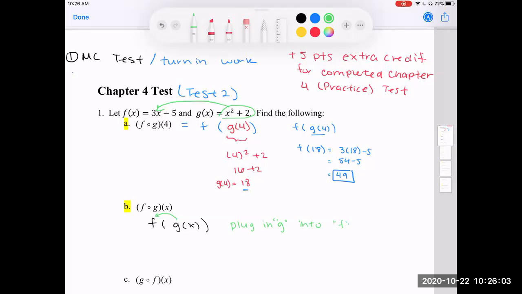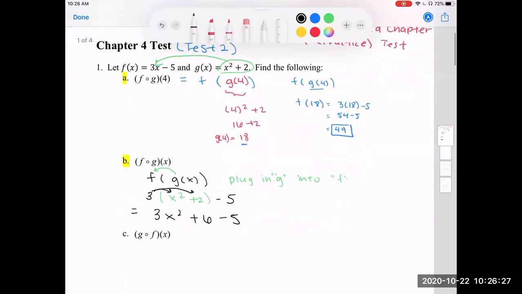All right, so let's go ahead and do that so that we have 3x, and instead of x, I'm going to plug in g, which is x squared plus 2, then minus 5. All right, let's distribute in that 3. So 3 times x squared is 3x squared. 3 times 2 is 6. And then we drop down that minus 5. And then I combine like terms. I can subtract 6 minus 5, so that we have 3x squared plus 1. And that's 1B.